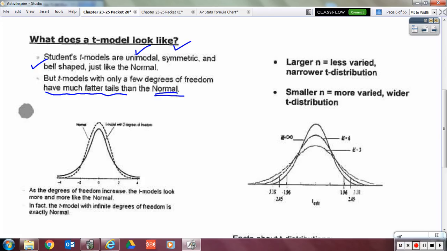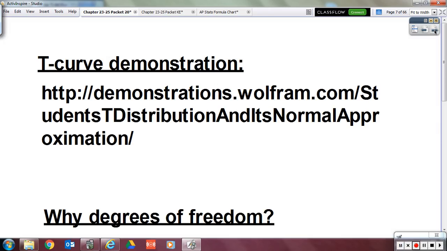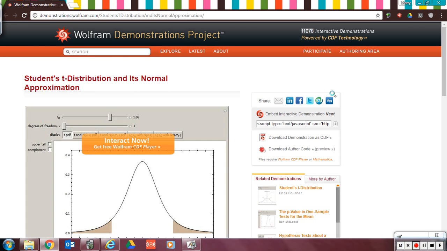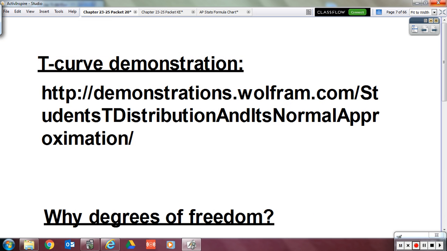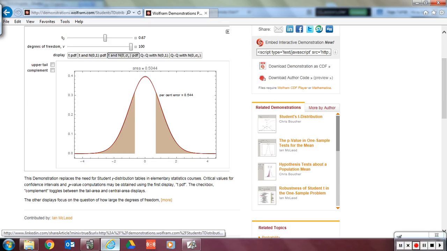In fact, I have something here to show you what's going on with that. So here's our little, oh, that's the wrong browser. Sorry, hold on a second. So here is a normal model, but I'm going to show you the t-curve compared to it. So let's take a look at that.